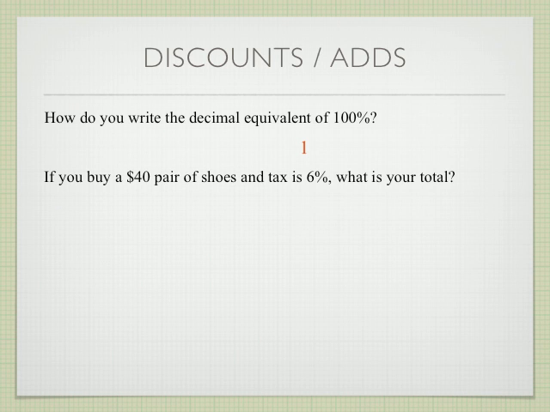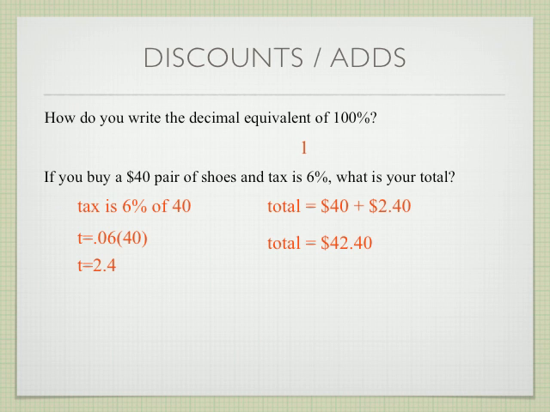If you buy a $40 pair of shoes and the tax is 6%, what is your total? Well, I know the tax is 6% of 40. I'm just filling in the blanks on that sentence. Tax is 6% of 40. So that means tax T equals 0.06, converting 6% to its decimal form. Percent of means multiply, so times 40. I get 2.4. So my total would be $40, because I have to pay for the shoes, plus $2.40, because I have to pay the government the tax, so I have $42.40.